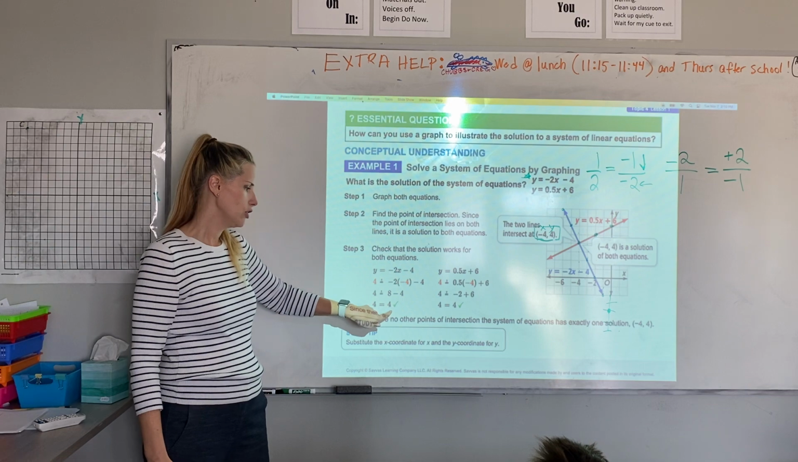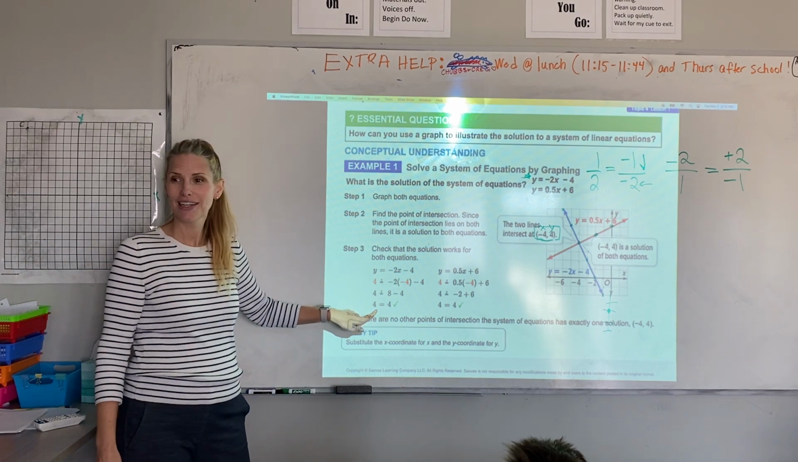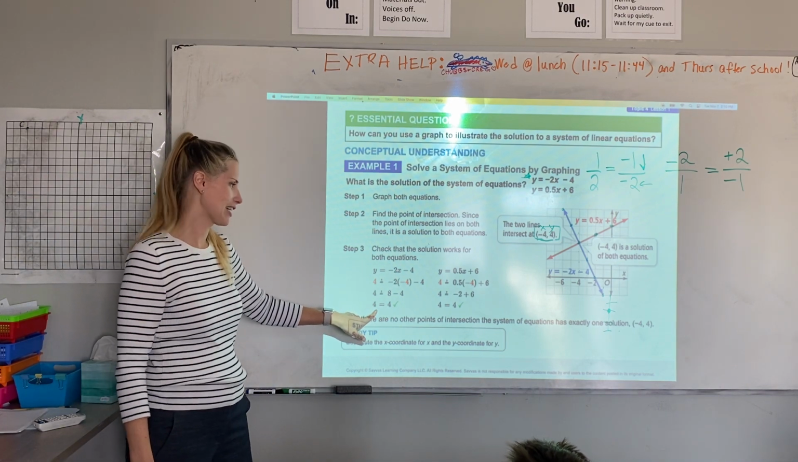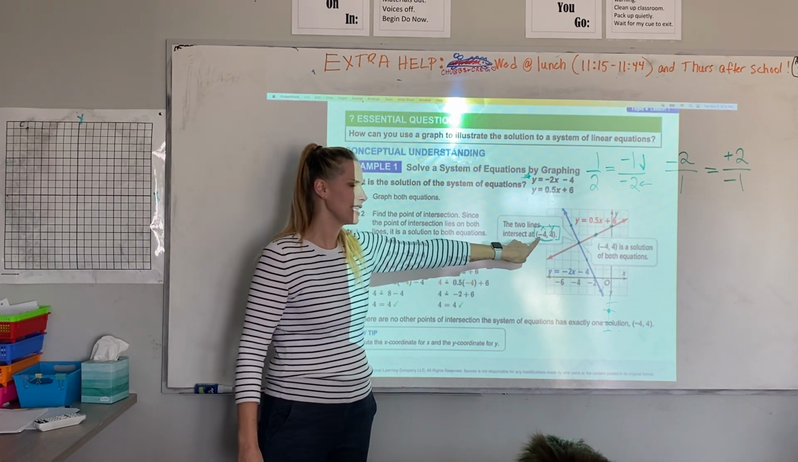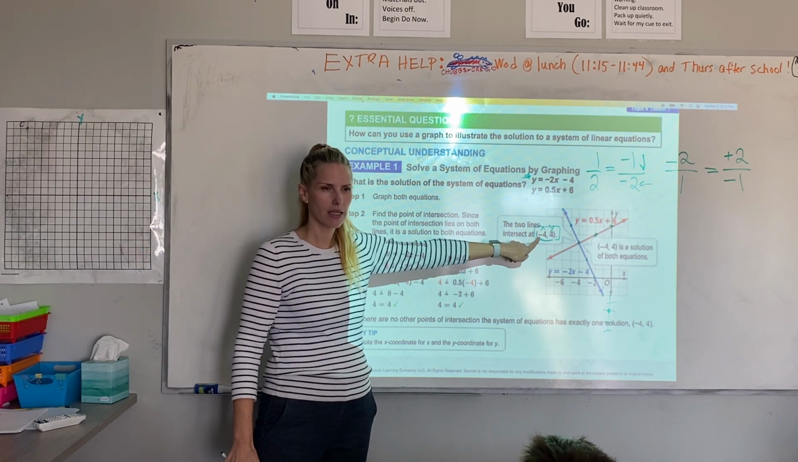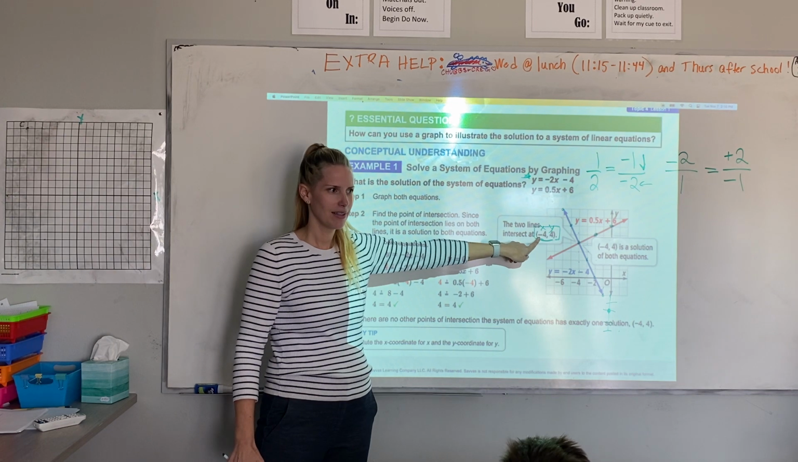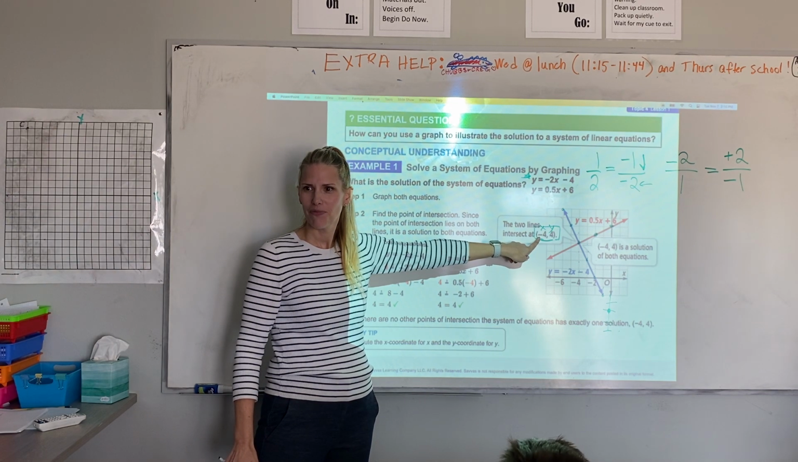Subtract 4, you get 4. Does that equal 4? Yeah. Yay, it worked. Same thing with the equation over here. Why are we plugging in the exact same x and y? Because it's the answer. Because they both have the same one.